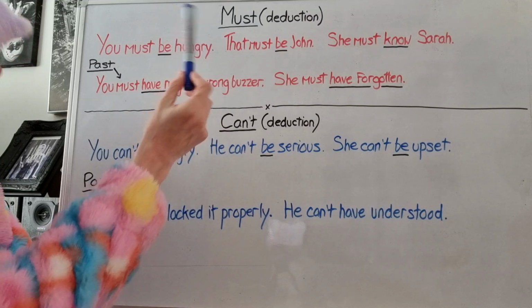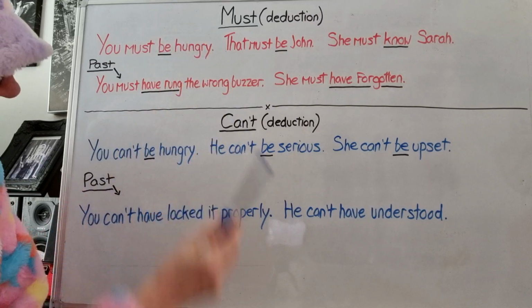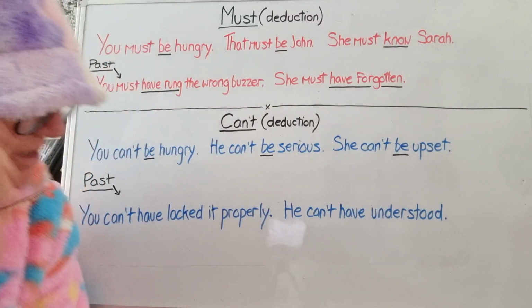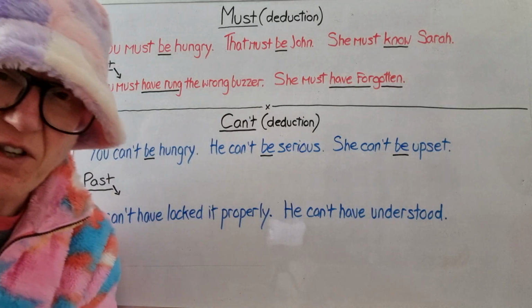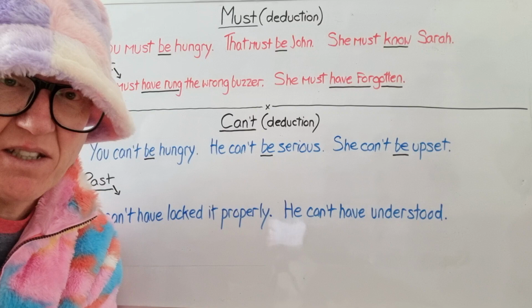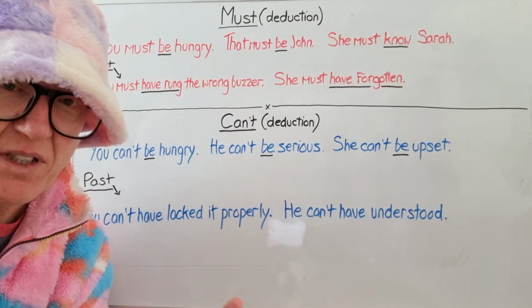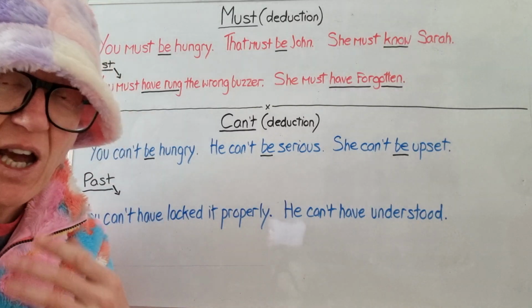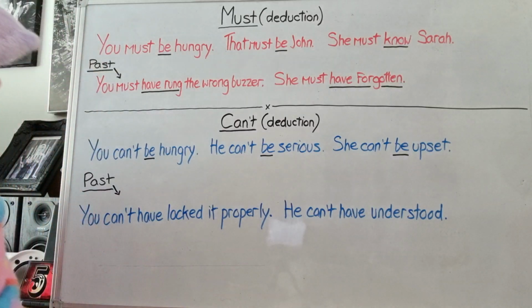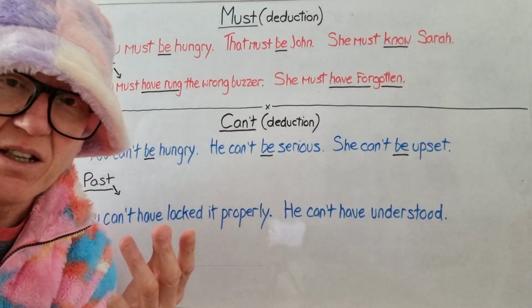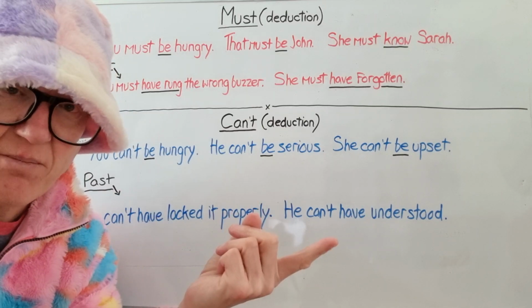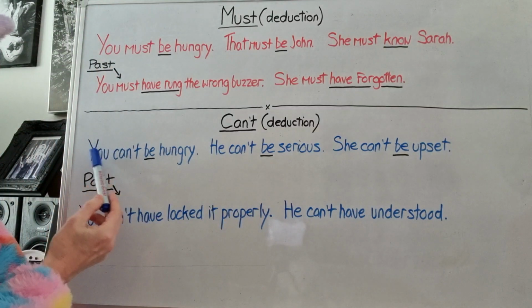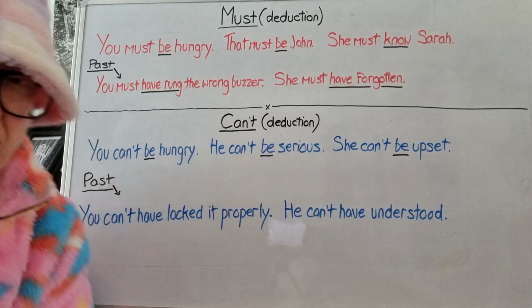Okay? Now the opposite of must is can't. Yep, the opposite of must is can't. I realize that's confusing because can't obviously means you don't have the possibility, don't have the ability, and you don't have permission. For example, I can't play tennis. You can't go into that building. You can't be hungry.